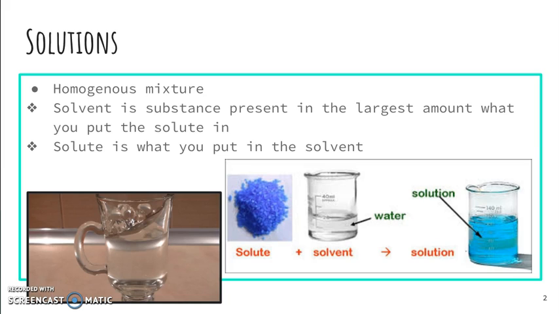In a solution, the solvent is the substance in the largest amount, what you put the solute in, and the solute is what you put in the solvent. For example, when pouring sugar in water, sugar would be the solute and water would be the solvent, because the sugar, the solute, is dissolving in the water, the solvent, therefore making a solution.